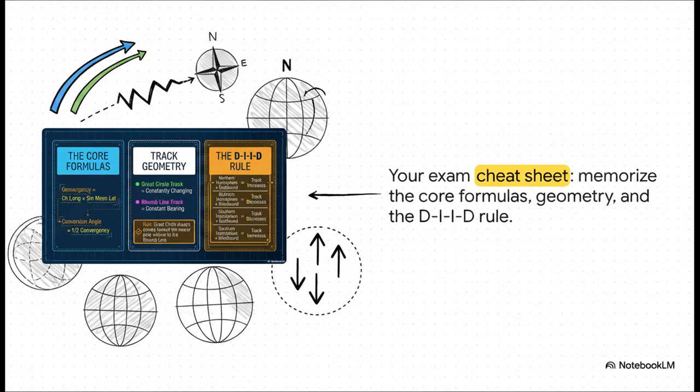And finally, here it is, your exam cheat sheet. You've got the core formulas for convergency and conversion angle, you've got the key rules of track geometry, and you have the DIID rule, a really handy mnemonic. It stands for decrease, increase, increase, decrease, and it helps you quickly remember whether your track angle should go up or down depending on your hemisphere and direction. Memorize this slide and you are going to be well prepared.